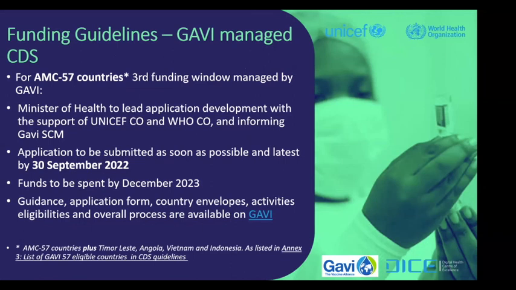So there are mainly two channels for the funding guidelines managed through Gavi. For the AMC 61 countries, the funding window is managed by Gavi. The lead application development needs to be always from the country Ministries of Health, with the support of UNICEF and WHO. That's also why we are here showing this, so the country offices of WHO and UNICEF can give support. The application needs to be submitted by the 30th September at the latest, but the funds can be spent by December 2023. The guidance, application form, country envelopes, activities, and overall process are available on the website of Gavi. Next slide, please.